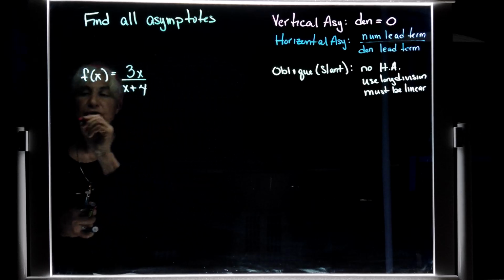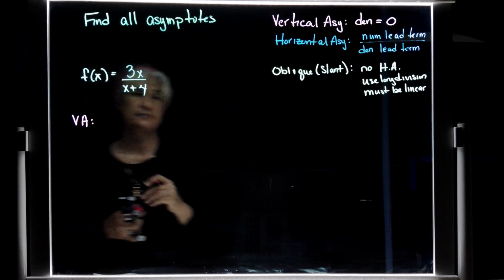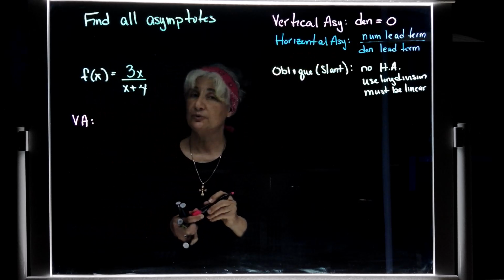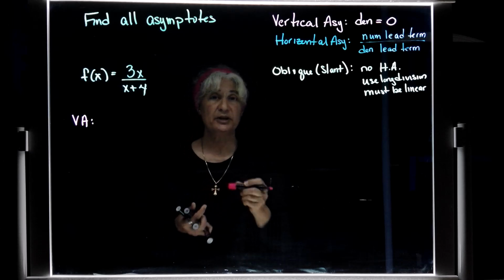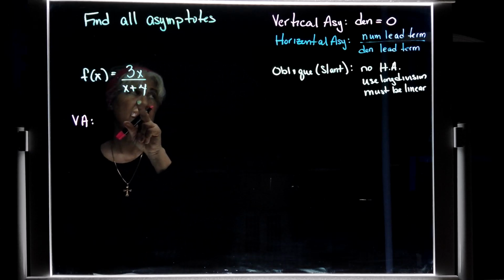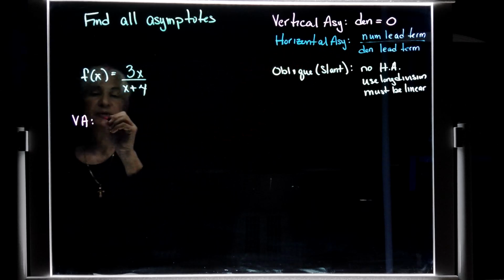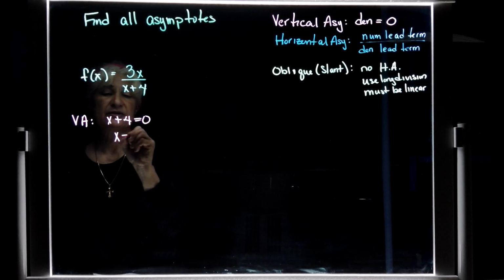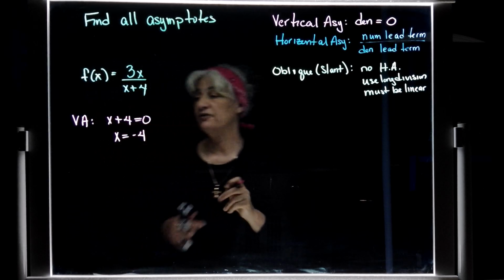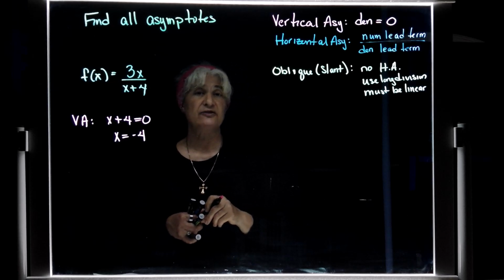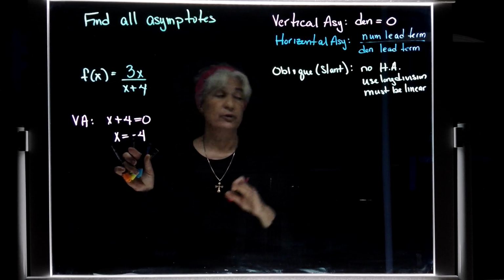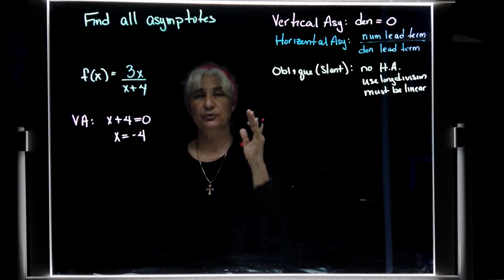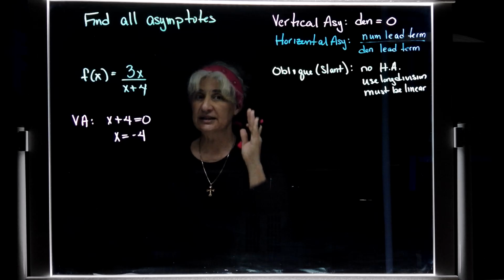The first one we're going to look for is the vertical asymptote. Now, the vertical asymptote comes from the denominator. With me? So my denominator in this case is x plus 4, and it must equal 0. So I'm going to take the denominator of x plus 4, set it equal to 0, and solve. And so now I have a vertical asymptote of x equals negative 4. Now, when you graph it, it's a vertical line. It's linear. Are you with me? Keep that in mind. It's linear.